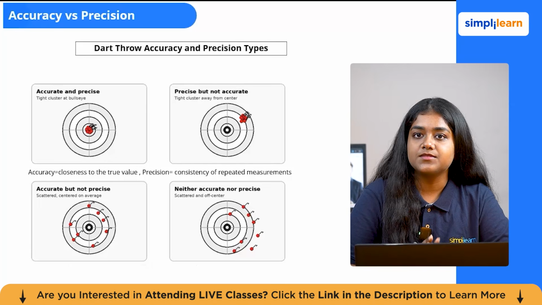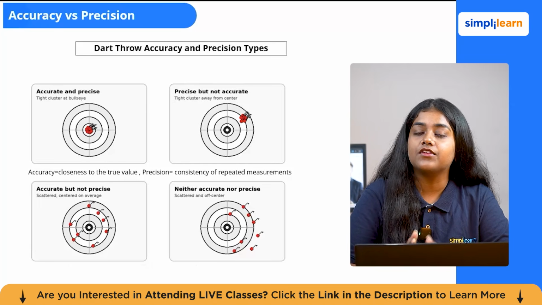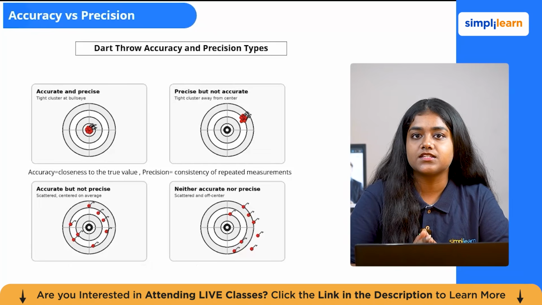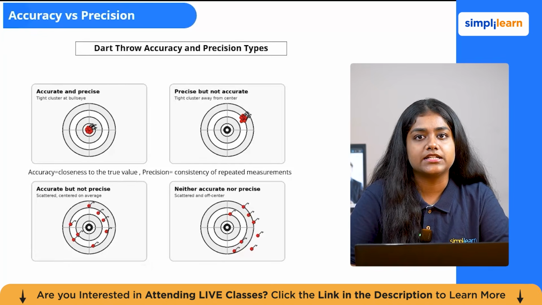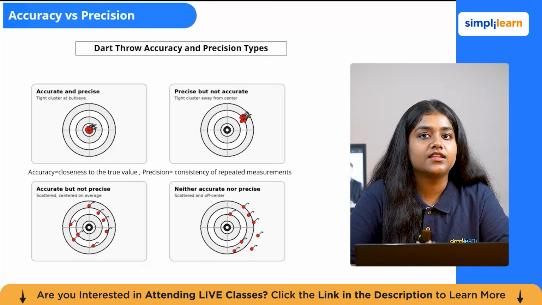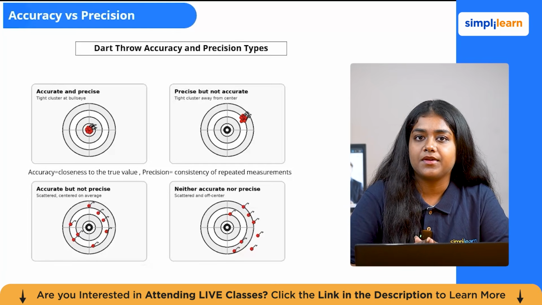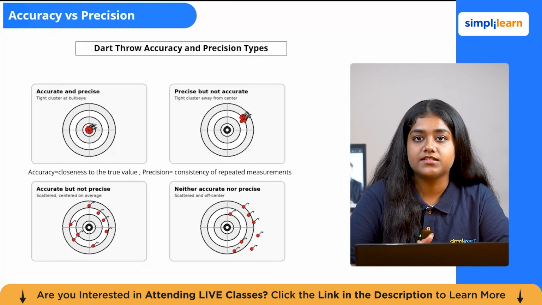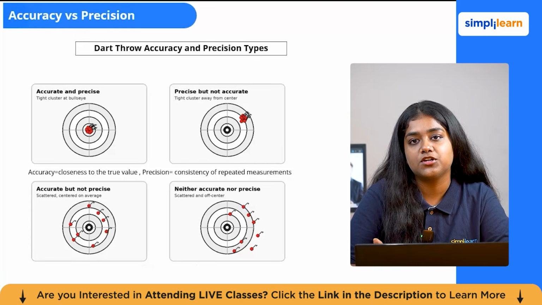The next is precise but not accurate. You can see here all darts are tightly grouped together but away from the bullseye. This means the system is consistent but wrong. The measurements repeat well but they are shifted from the true value. This usually indicates bias in the measurement system. Next is accurate but not precise. Here you can see that the darts are spread out but their average position is near the bullseye. This means the system has little or no bias at all, but it has too much variation. Individual readings are not reliable because they fluctuate too much from one measurement to the other.